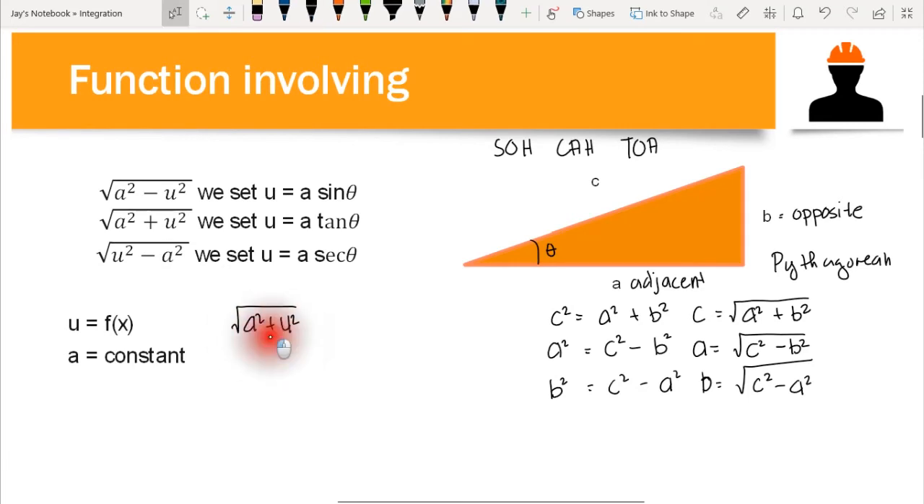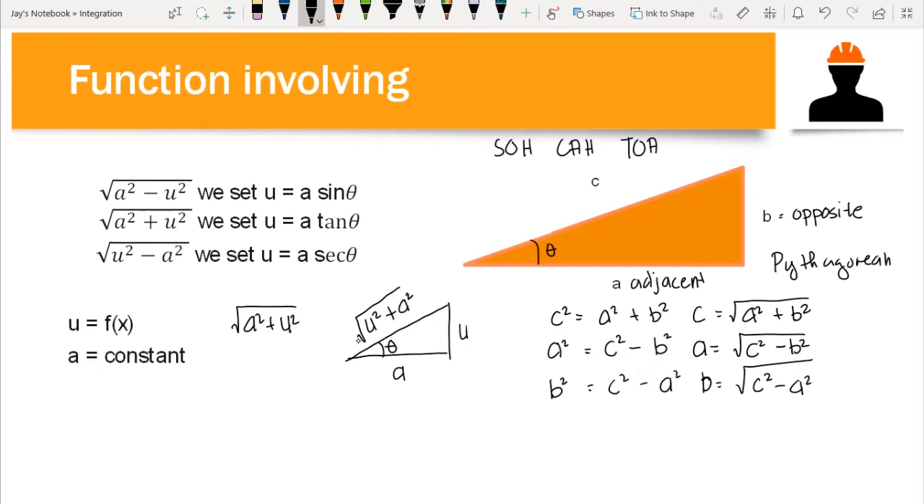Since we have a plus sign, going back to the Pythagorean theorem, if we have a positive sign in between, our a and our b here are either the adjacent or the opposite. So if we plot that in our right triangle, we have u here as our opposite, always our function of x, and a is the adjacent. This is our theta. The length of the hypotenuse, by the Pythagorean theorem, is the square root of u squared plus a squared.